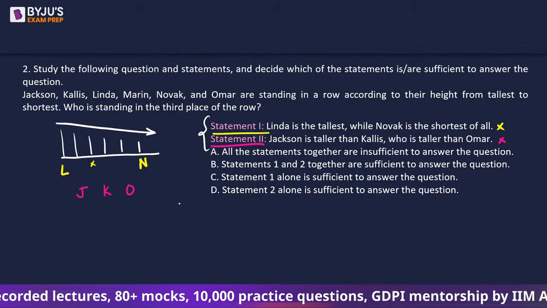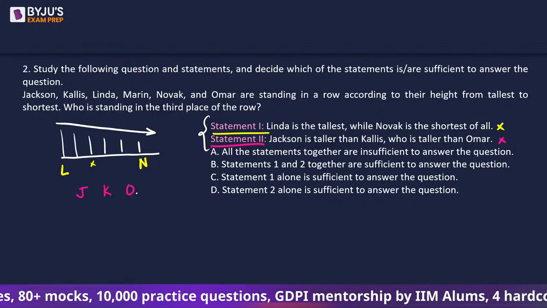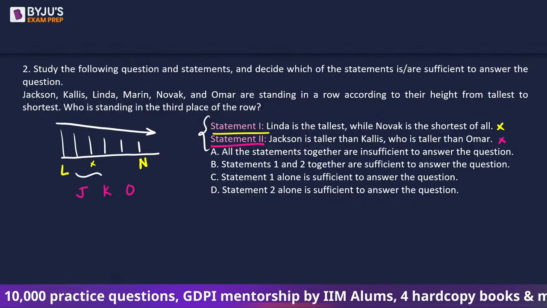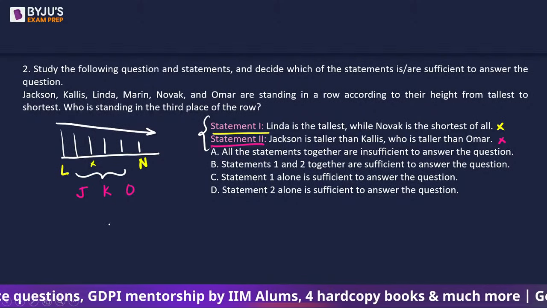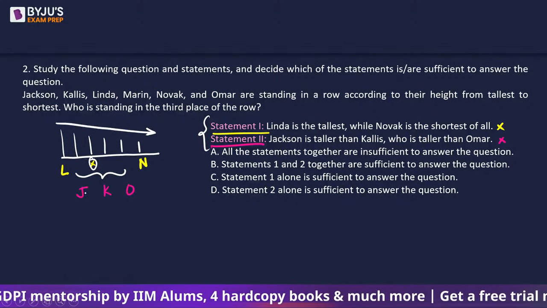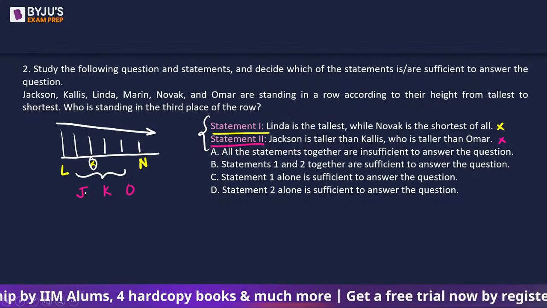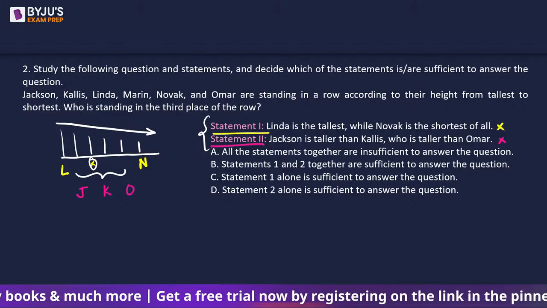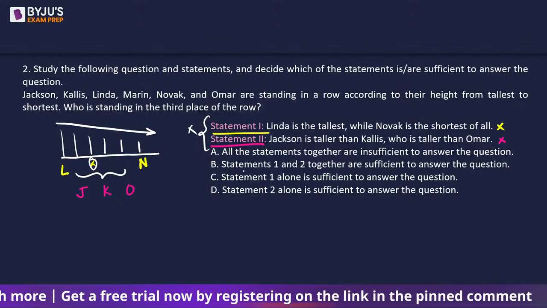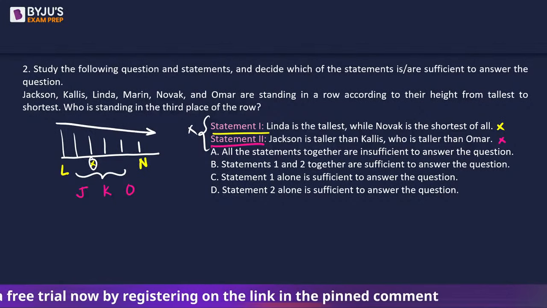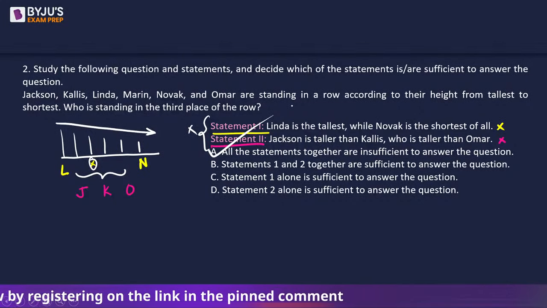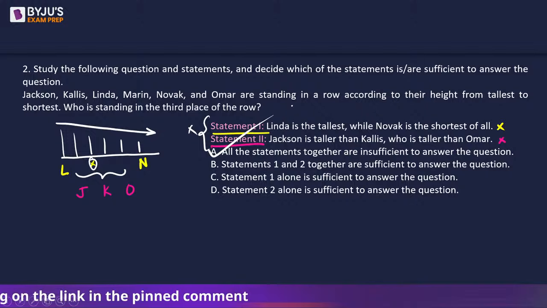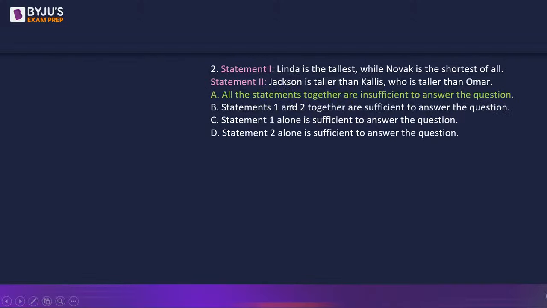Let's combine both of them. Now, if we try to put J, K, O in these 4 places, we do not know who is going to be here yet. It may be J, it may be K, or it may be some other person. So even using both the statements, we are not able to answer this. Option A says all the statements together are insufficient to answer the question. So A is the answer.